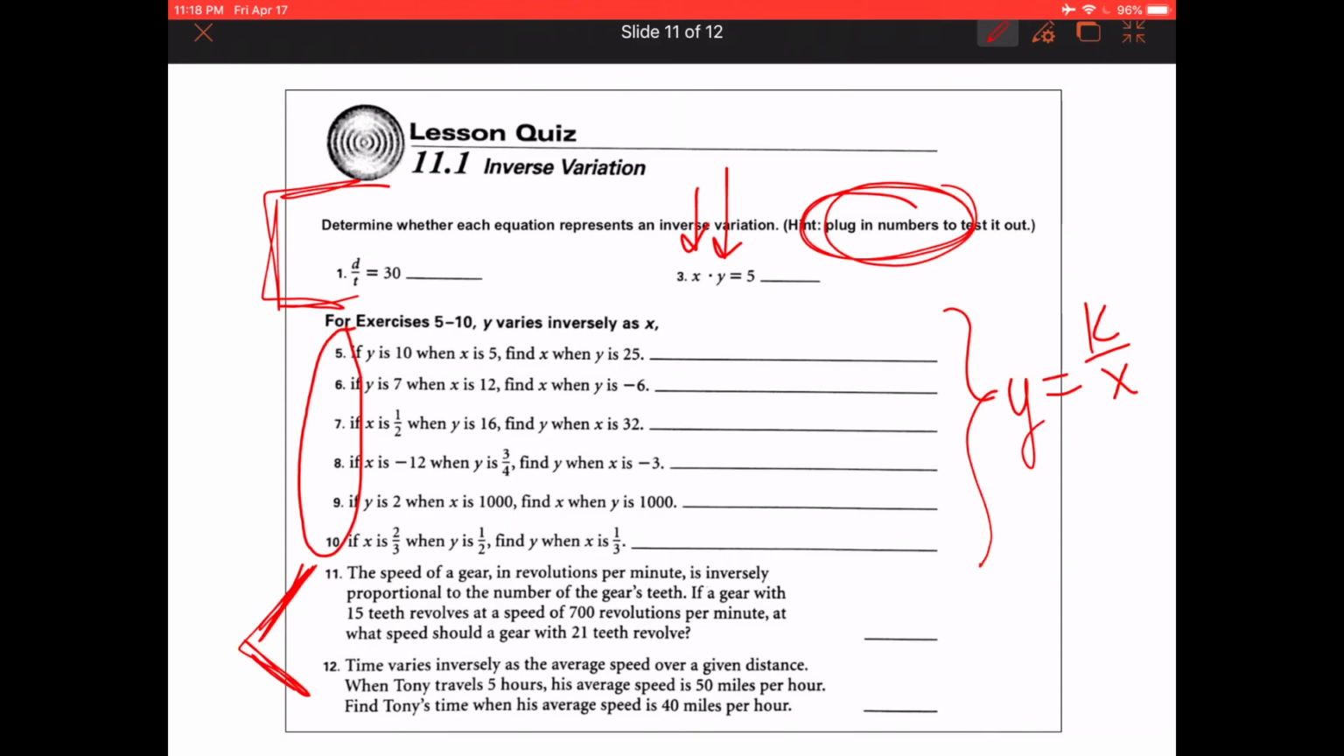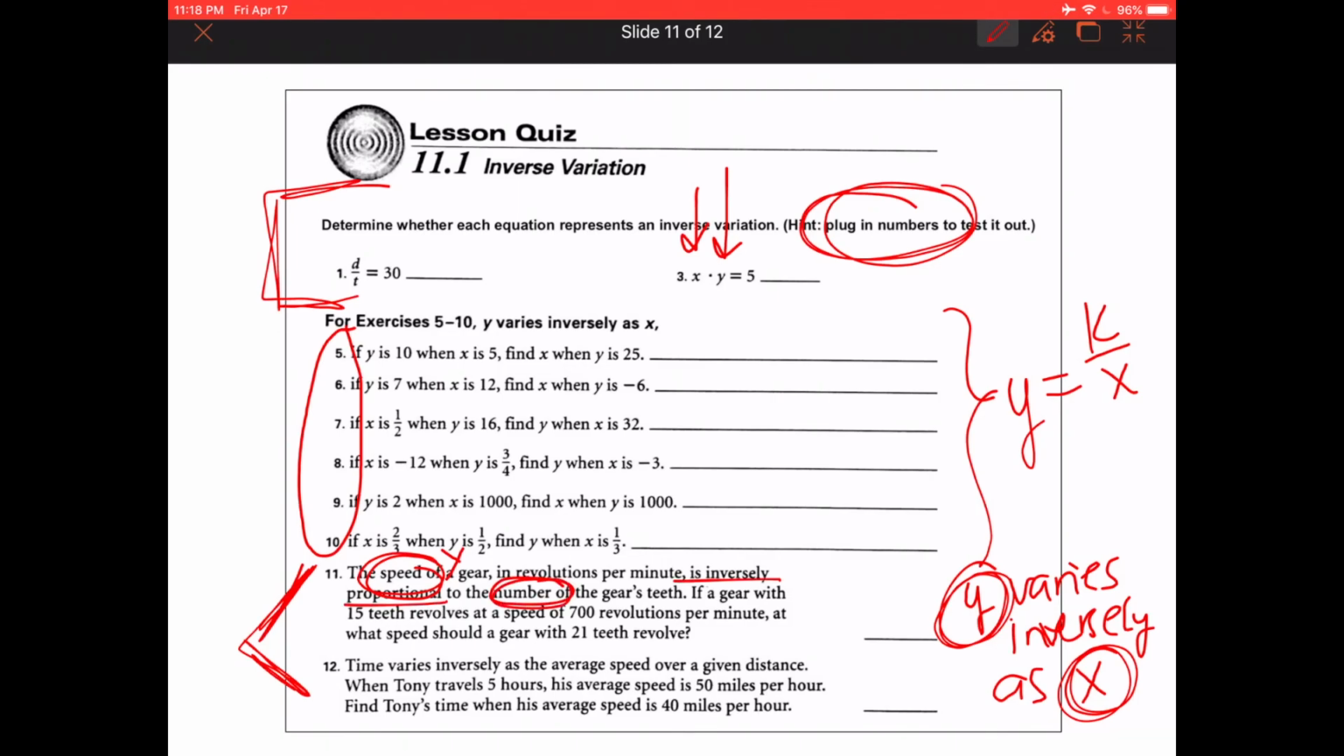Numbers 11 and 12 do bring in the word problems. Okay, so remember, it's always y varies inversely as x. So y always comes first, x always comes second. So the speed in number 11 would be y is inversely proportional to the number of teeth. Okay, so in number 11, the speed is going to be represented by y, whereas the number of teeth is going to be represented by x. In number 12, time is going to be represented by y, varies inversely as the speed. So the speed is going to be represented by x. Okay, guys? So just a few hints there to get you guys going.